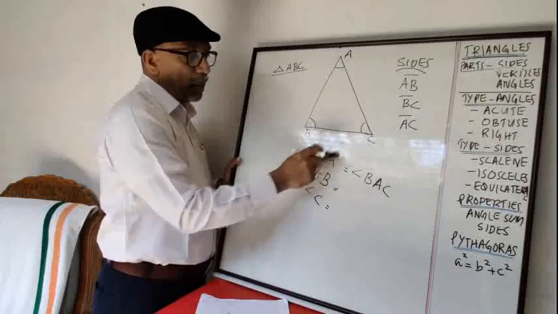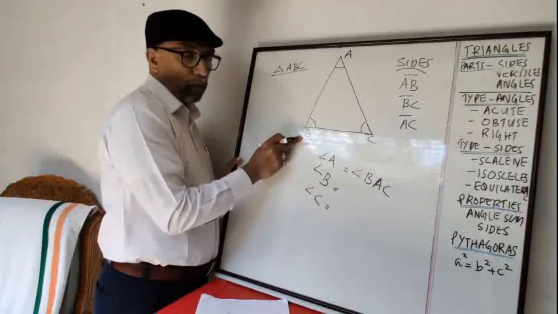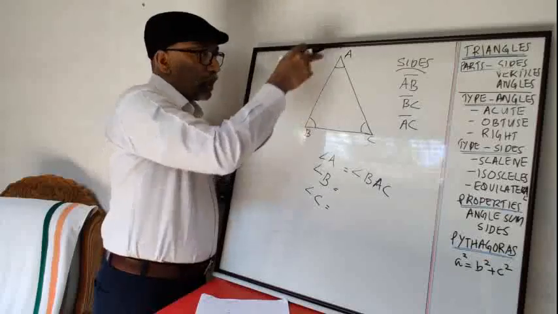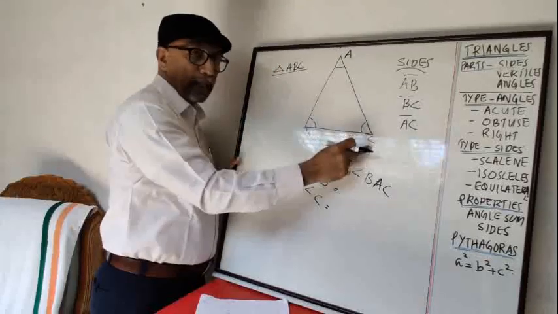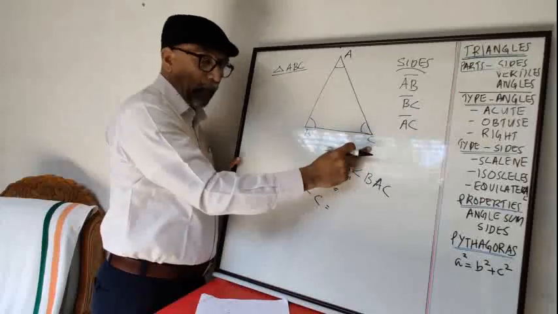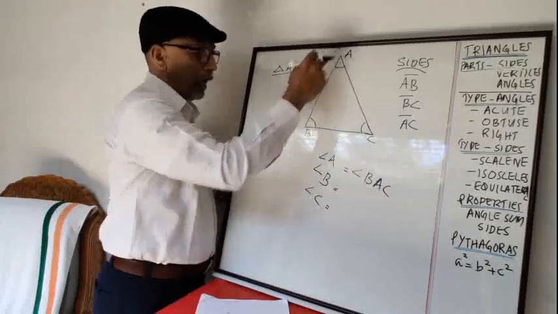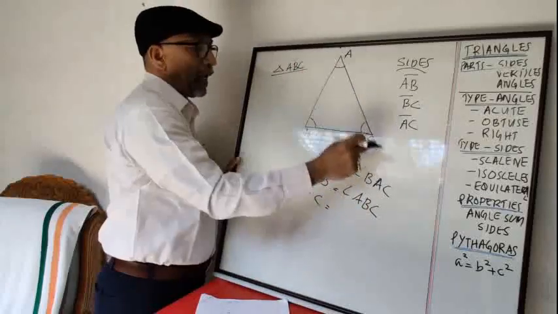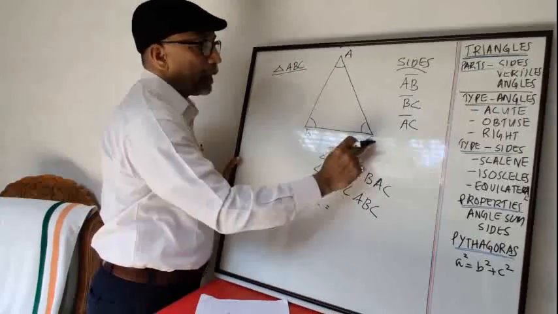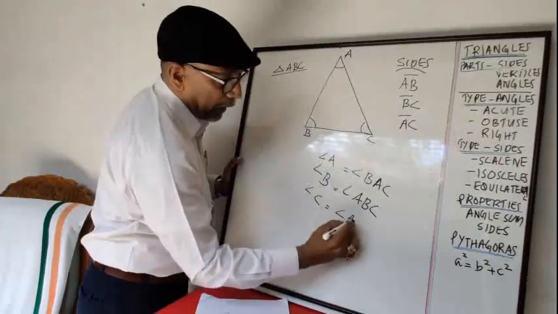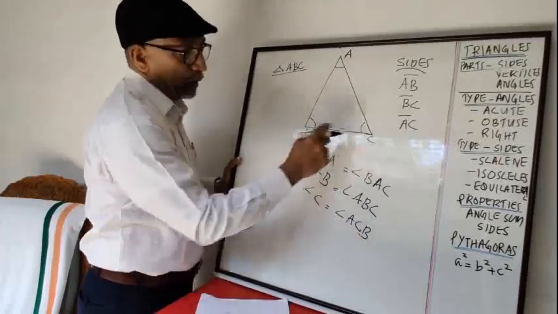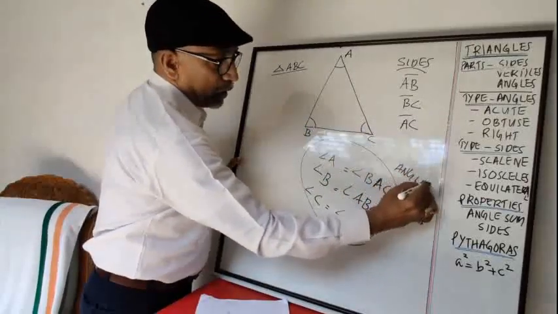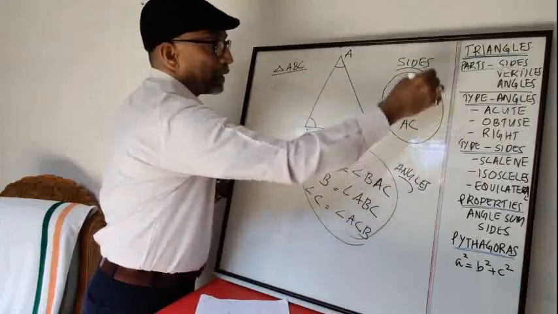If it is B, this is the angle I am going to write. Then what is the name of the angle with three alphabets? It's ABC, or CBA. So I am writing angle ABC. Then for C, it is ACB, or BCA. I am writing ACB. So these are the three angles, and these are the three sides.